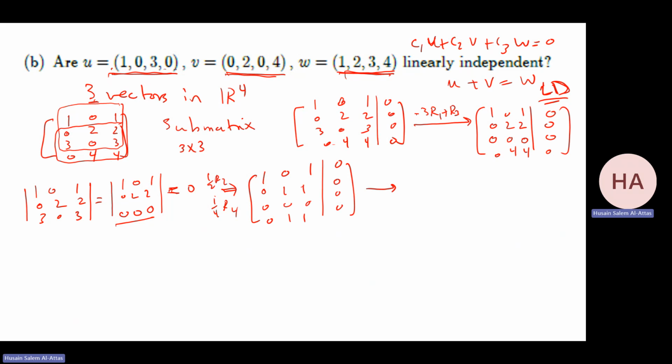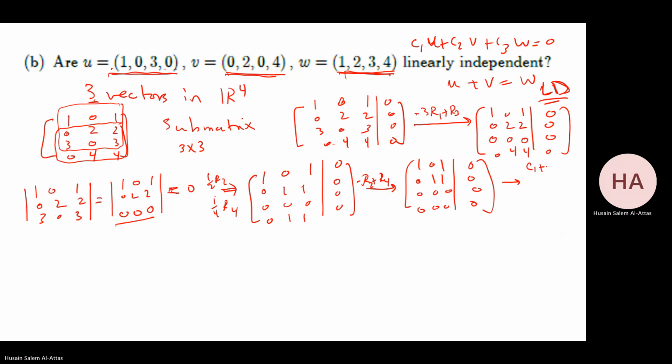Now multiply the second row by -1 and add it to the fourth row. I have what? 0, 1, 1, 0, 0, 0, 0, 0. Then I have 0, 0, 0, 0. Now we are almost done, so I'll change it into equations.